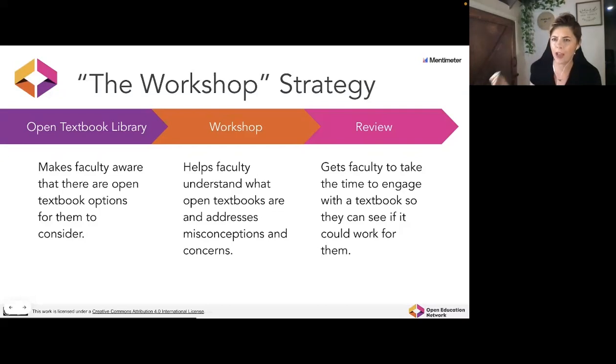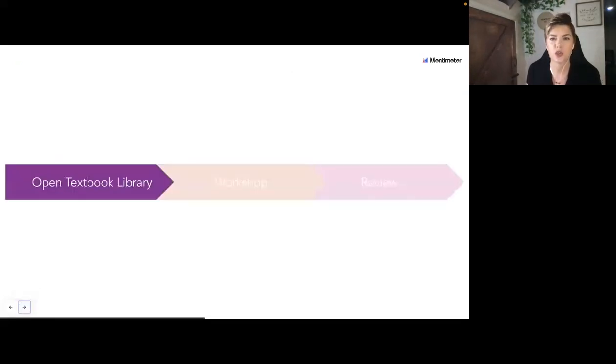And then how can we get faculty to engage? So this is overall the workshop strategy that I'm going to talk a little bit more in depth with you about. First and foremost, when we're talking about awareness, we really want to make sure that people know the Open Textbook Library is something that exists.